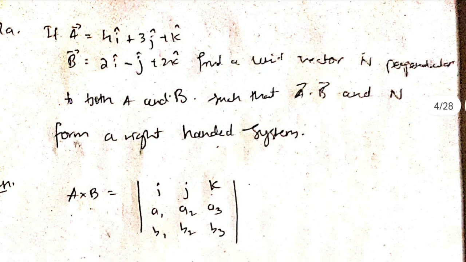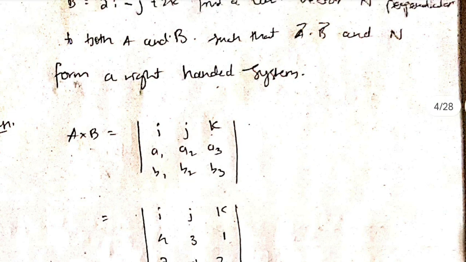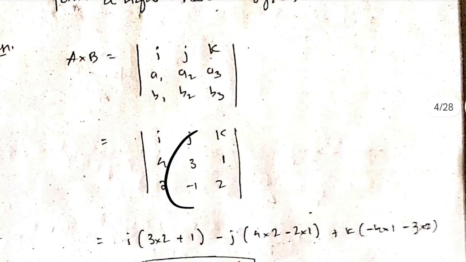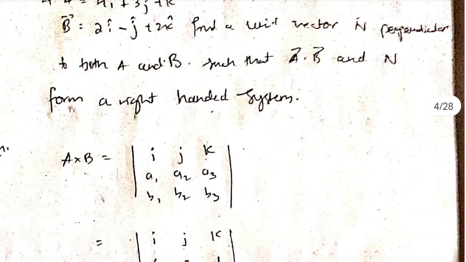Okay, how to find the cross product: we have to write the a terms here and then the b terms here. These are the a terms, 4, 3 and 1. Here we have 2, minus 1 and 2. This will be written here, and find the determinant. After we find the determinant, this is the thing which is perpendicular to the given two vectors.